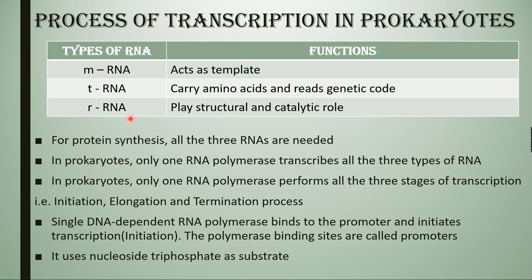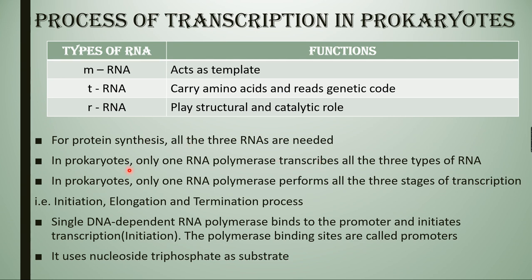rRNA is ribosomal RNA. It plays a very important structural role in protein synthesis, and it acts as a catalyst, right? So what are the three types of RNA? Messenger RNA, mRNA; transfer RNA, tRNA; ribosomal RNA, rRNA. These three have different functions. For protein synthesis, usually all three RNAs are required.